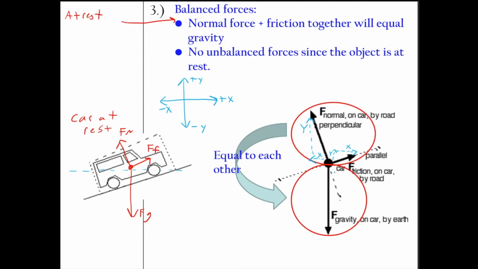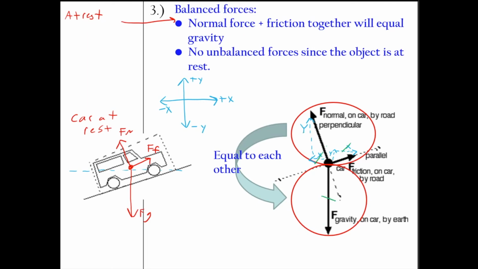We could see now that we only technically have two forces acting in the x direction. So part of force normal and part of force friction are both acting in the x direction. But we can also see that these two forces are equal in size and opposite in direction. Therefore, they're going to cancel each other out.